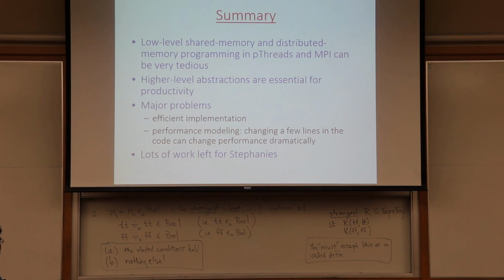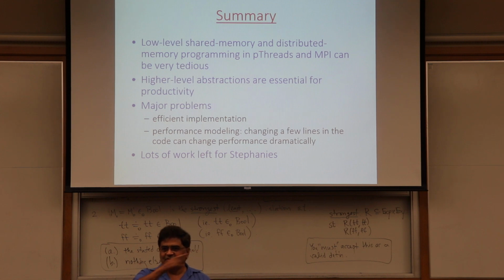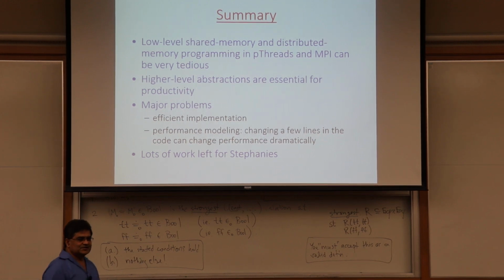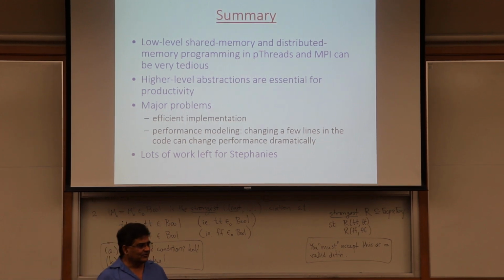Okay, so what are the major problems? We're basically getting efficient implementation and then performance modeling, right? How do I get predictable performance? You change just a few lines in that pthreads program, and your version, your bad version, just went like that. My version, yeah, okay. A few lines of difference. So that's the problem.